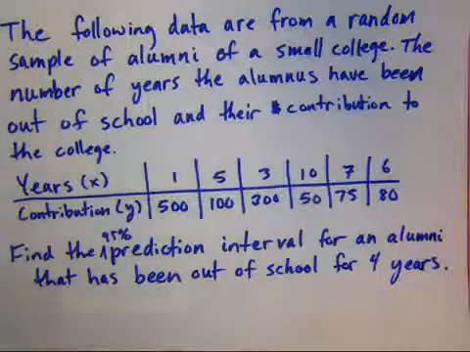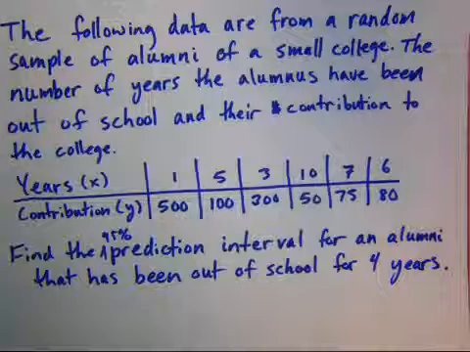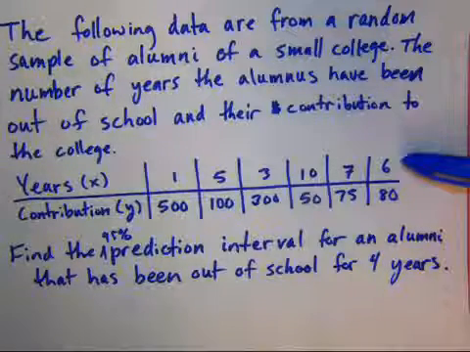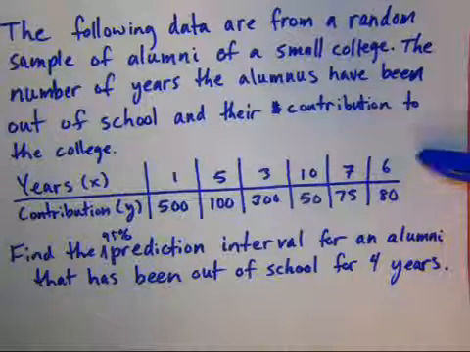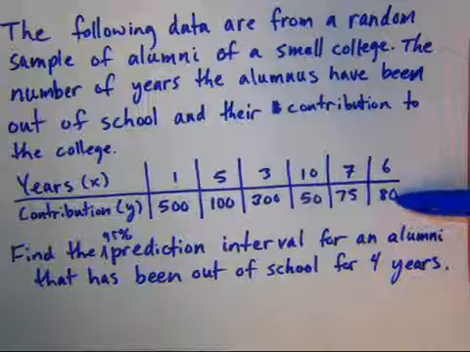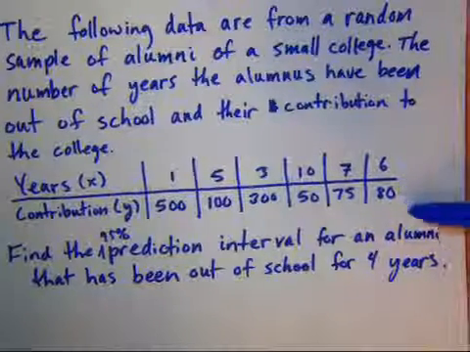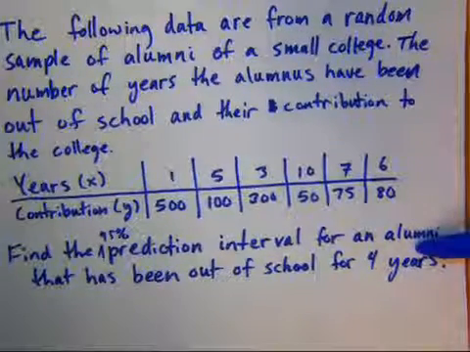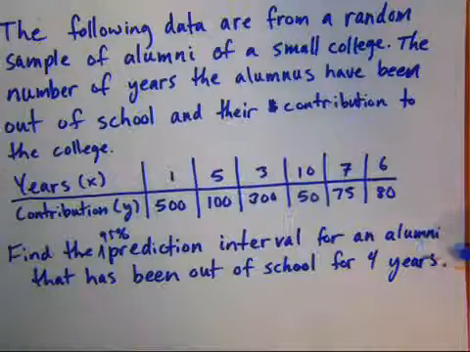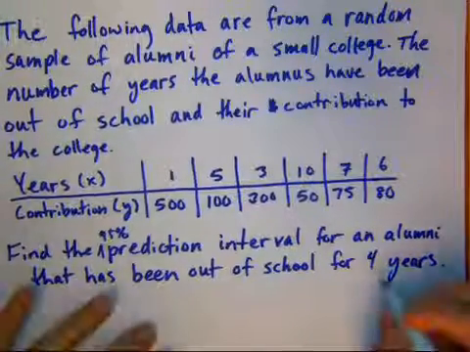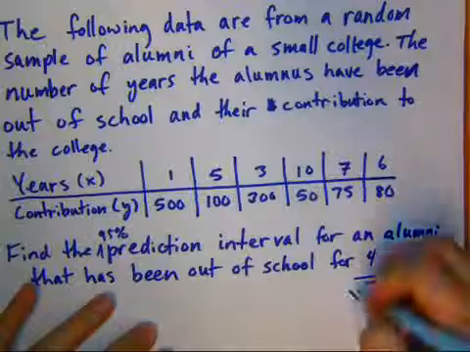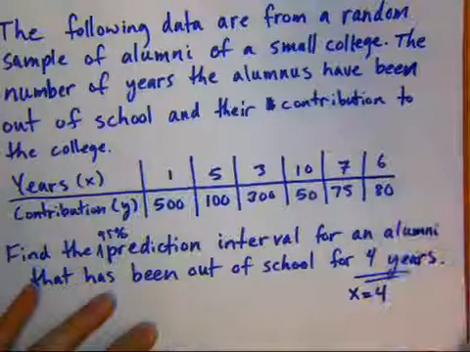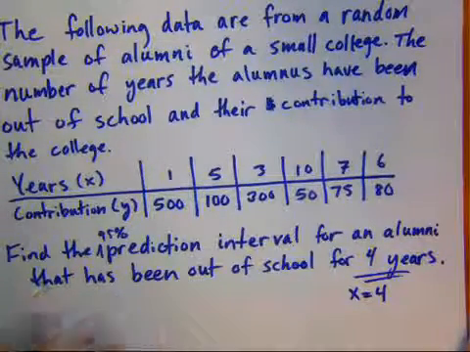So the following data are from a random sample of alumni of a small college. Here we have the years they've been out of school, and here we have their contribution in dollar amount to the school. And we want to find the 95% prediction interval for an alumni that's been out of school for 4 years. So this part right here gives you the X value in our prediction interval formula.